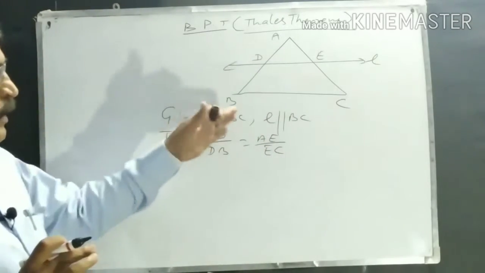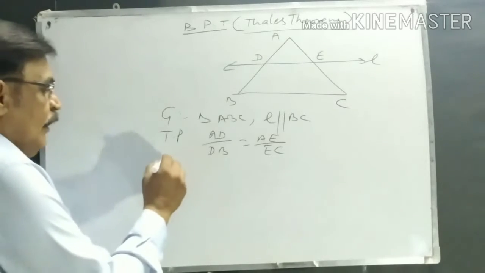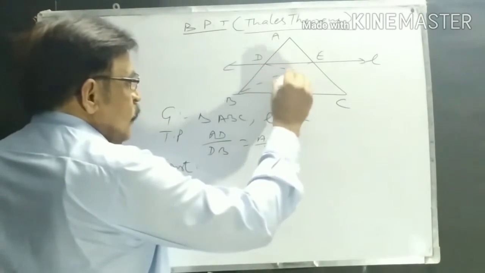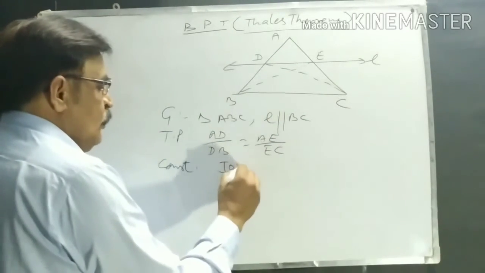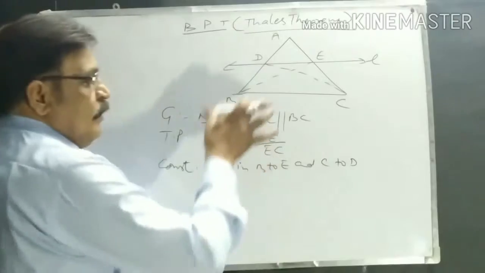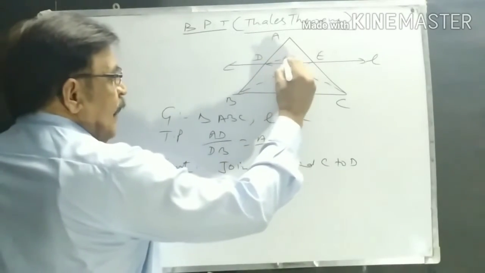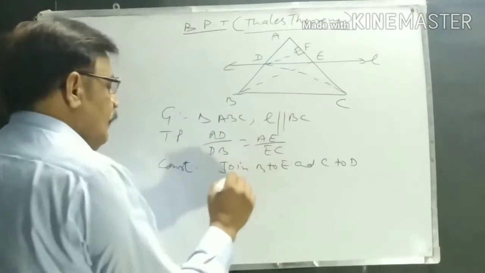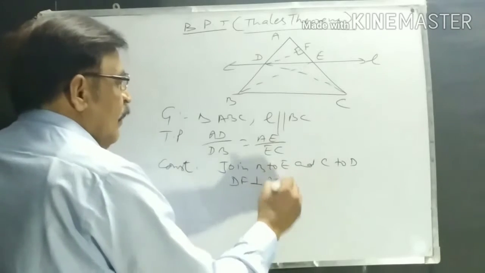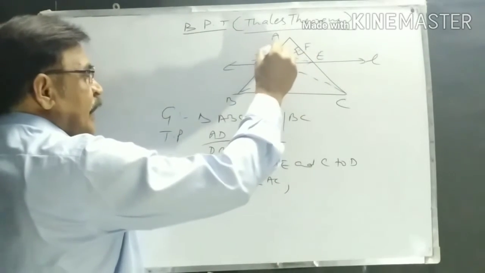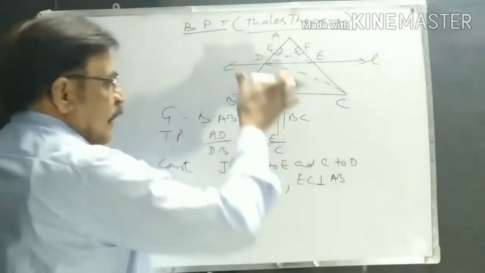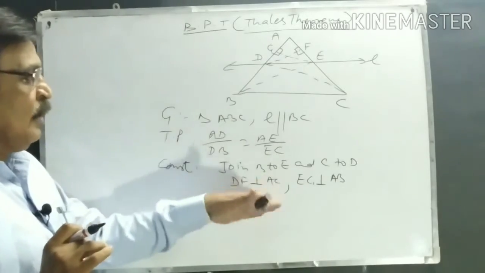In order to prove this, we need to do some construction. So what do we do? Construction: join B to E and C to D. So you write, join B to E and C to D. You have joined this one. From point D, draw a perpendicular. This is DF. DF is perpendicular on side AC. And from point E, draw a perpendicular EG. You write EG is perpendicular on AB. Like this, you have to draw perpendiculars and join this.